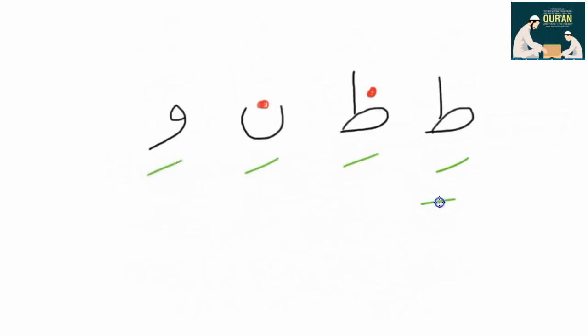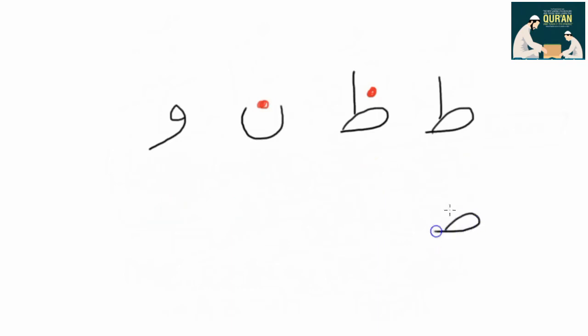Now let's try it with the kasra then. So have a go yourselves. Ti. Ti. Dhi. Dhi. Ni. Ni. And wi. Wi. So have a go. Ti. Dhi. Ni. Wi.